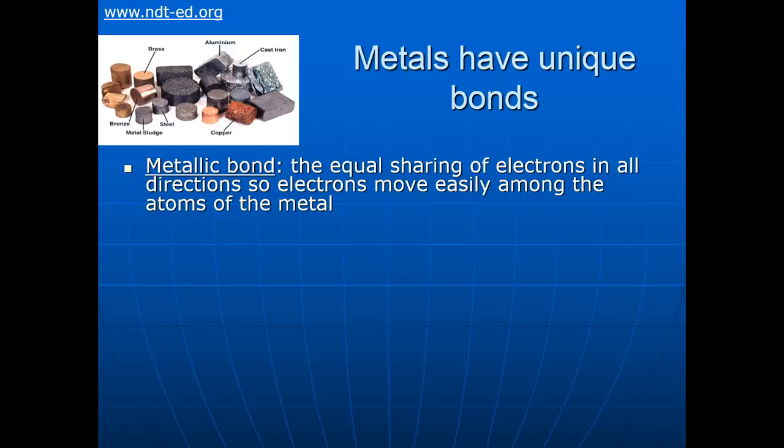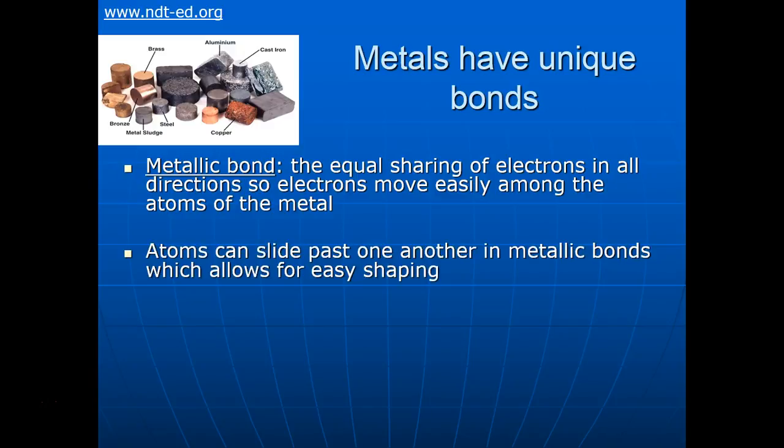These metallic bonds are defined as the equal sharing of electrons in all directions. So electrons can move easily among the atoms of any metal. Basically, whenever there are atoms of a metal together, they all share electrons. These atoms can slide past one another in metallic bonds, which allows metals to be easily shaped. This is what gives them their ductile properties, meaning they can be drawn out into a wire. It's what gives them their malleable properties, meaning they can be bent and shaped, and luster as well.